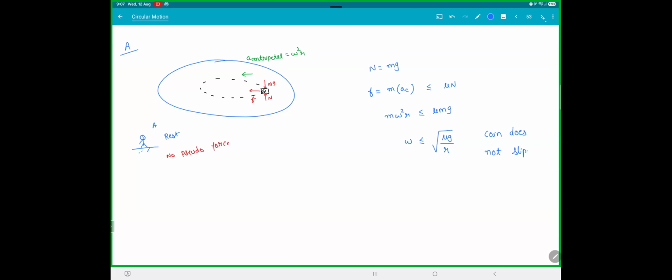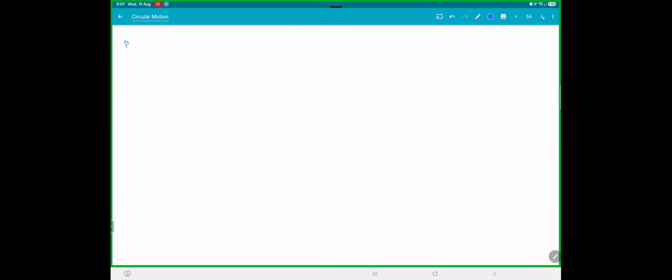Perfect. Now let's ask B to solve the problem. B is standing at the center. So technically he is not moving. There is no translation motion, but B's head is rotating. Right? If you look at B, B is also rotating with the disk. So B is rotating here. So if you ask him to draw the forces, so that's the problem here.